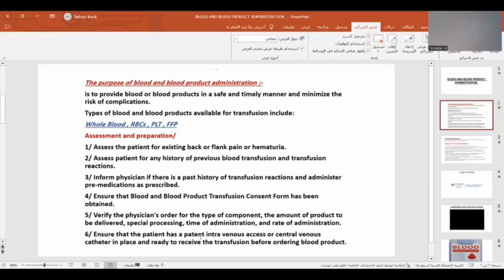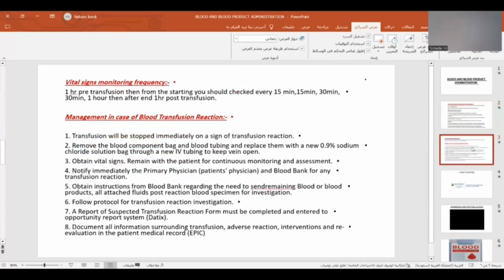Ensure the patient has intravenous access or a central line for the transfusion. Then monitor the vital signs: check the vital signs 1 hour pre-transfusion. After starting, we will check every 15 minutes, then every 30 minutes, then hourly. After ending the transfusion, we will also check 1 hour post-transfusion. The maximum time for transfusion is 4 hours. Don't give for more than 4 hours.